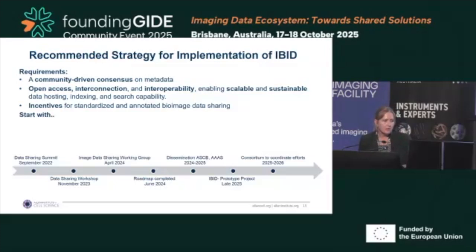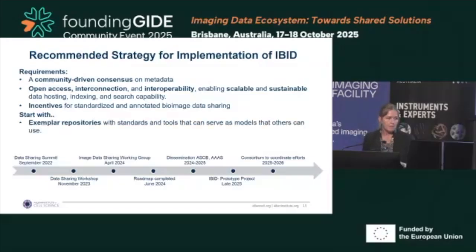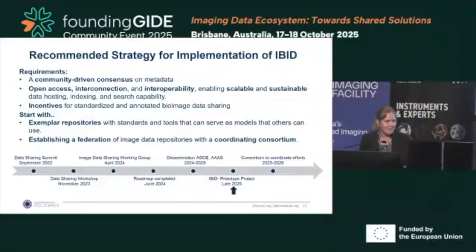The initiatives also recommended to start this process by using an exemplar repository with tools that already exist. So that's the idea with the prototype. And we've recommended also for North America to establish a federation of image data repositories with a coordinating consortium. So this still needs to happen.